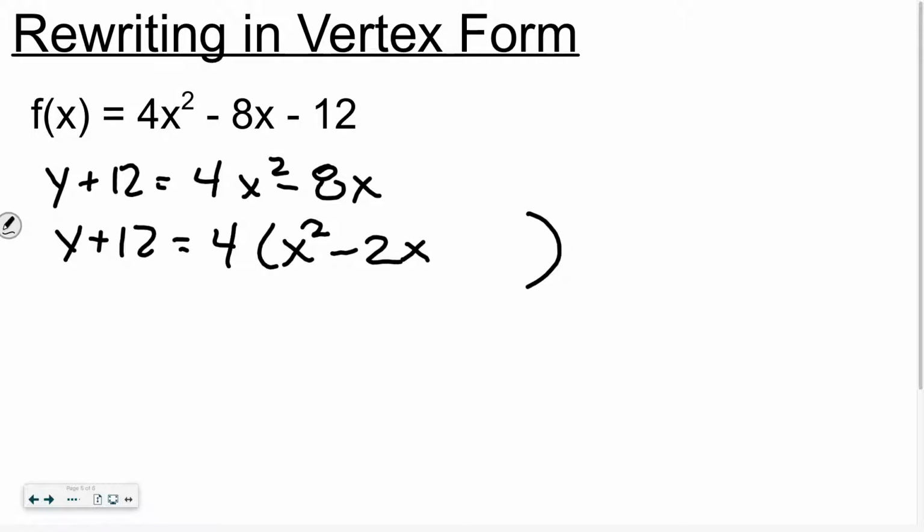Okay, what number completes the square for x squared minus 2x? 1. So I can put in a plus 1. Should I put a plus 1 on the other side? No, because I added more than plus 1. Right? This is 4x squared, this is -8x, and this is plus 4. When you factor it out, you have to redistribute before you add to the other side. So I should really add 4 on that side.